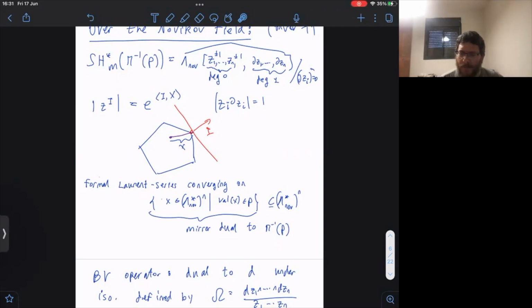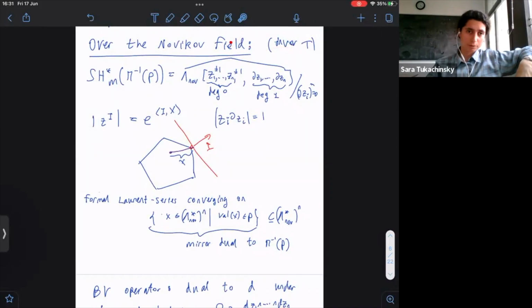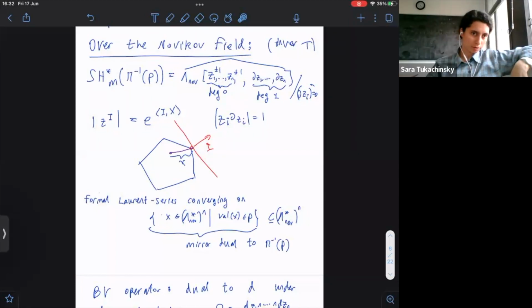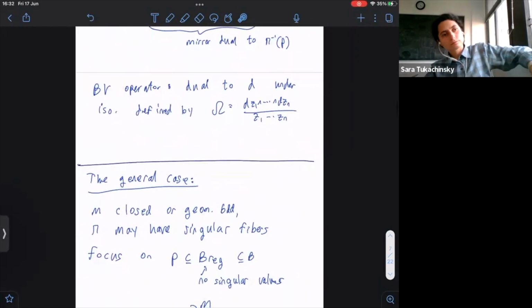Wait, so here you take the field? When you write lambda nov, here you mean the field? Yeah. I'm allowing T to be inverted. If not, then you have to be more careful about how you describe the product, and you have to put in all kinds of coefficients. So I prefer not to do that. But in theory you could. There's a way to write this down over the Novikov ring, and the answer is a little more involved. But okay, so that's the simplest case.